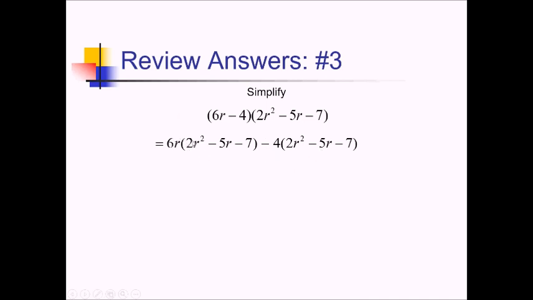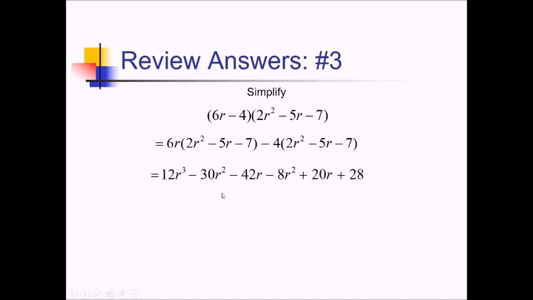So 6r times 2r squared, that's going to be 12r to the third. We're adding the exponents, 1 plus 2. Next we have 6r times negative 5r, that's negative 30r squared. 6r times negative 7, that's negative 42r. Now we distribute the negative 4. Negative 4 times 2r squared, that's minus 8r squared. Negative 4 times negative 5, that's positive 20r. And finally, we have negative 4 times negative 7 for 28.